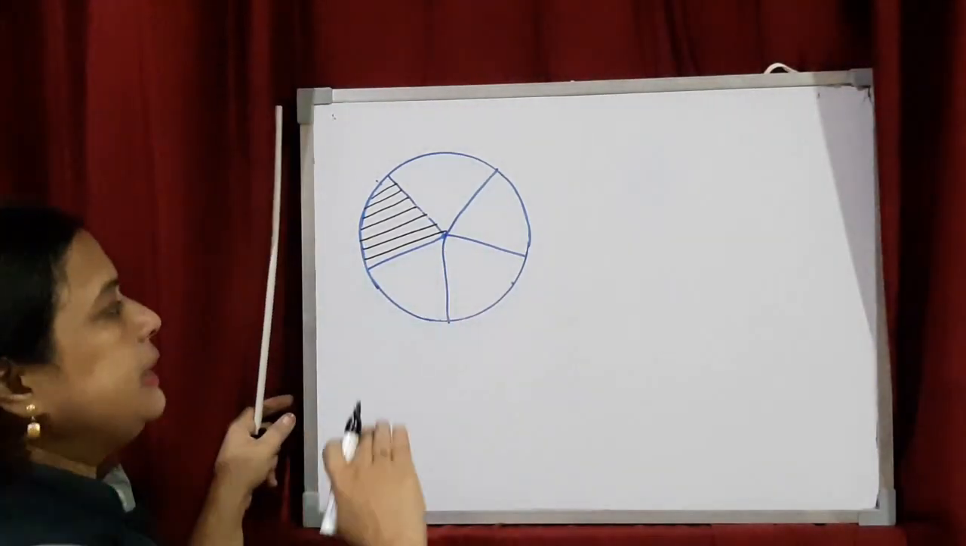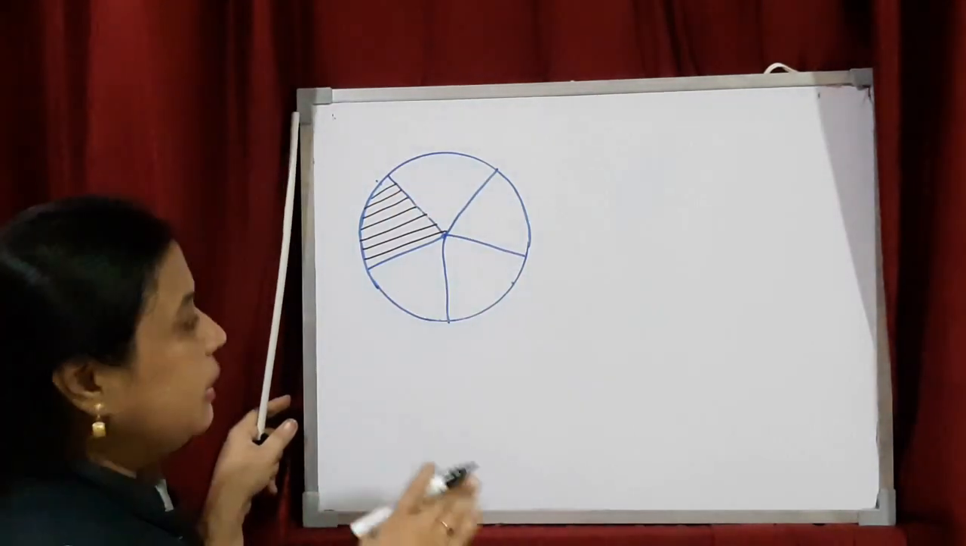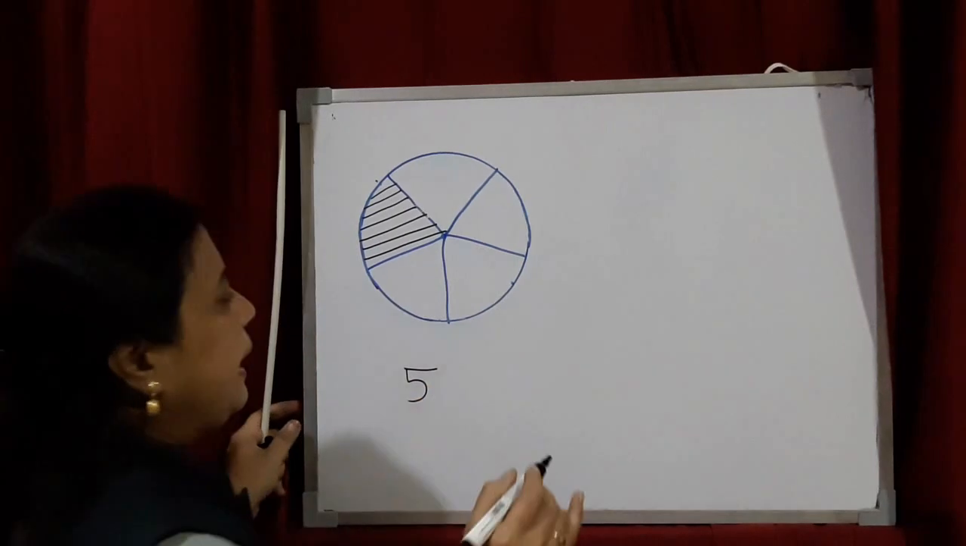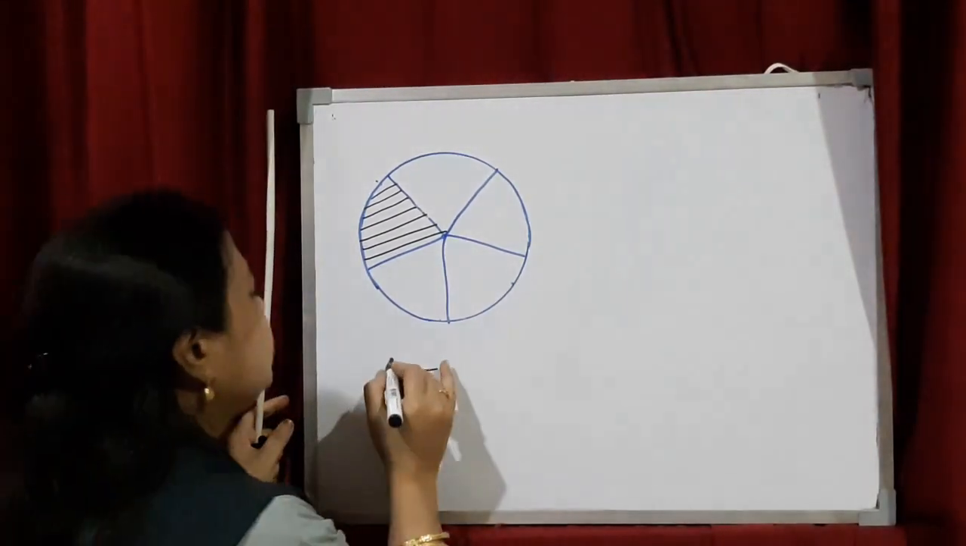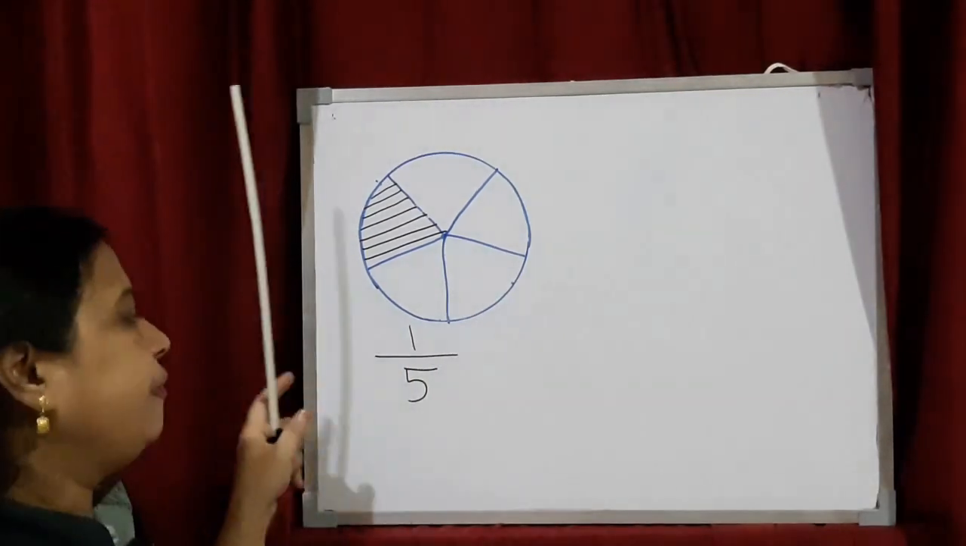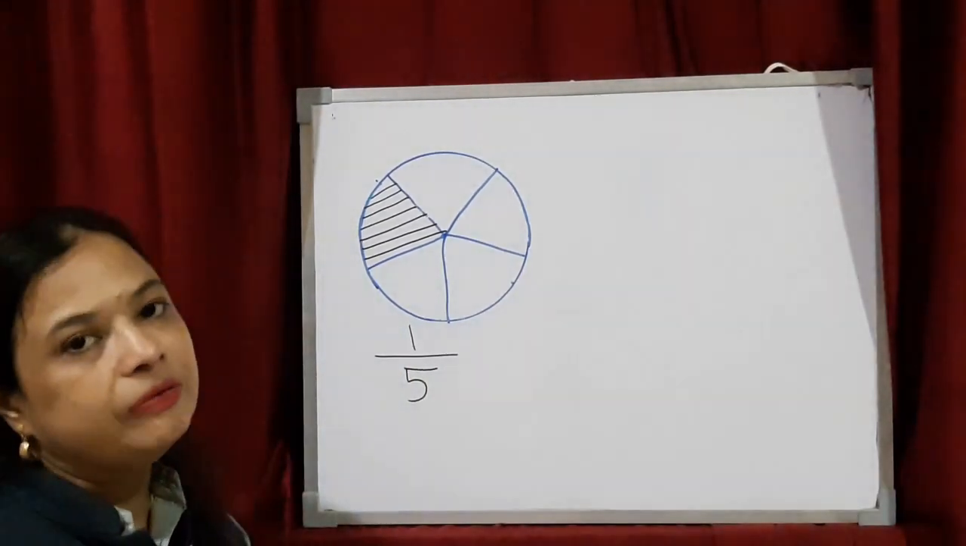So what you will see, first total number of parts, how many are there? 5 are there, and out of that I had shaded one part. So the fraction will be 1/5. And how are we going to write this in words?